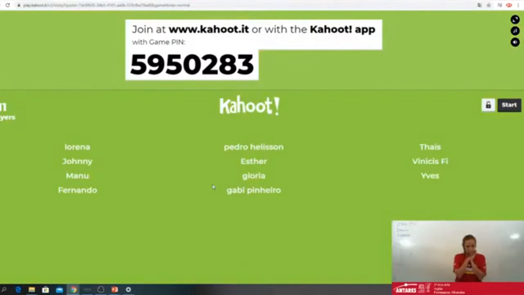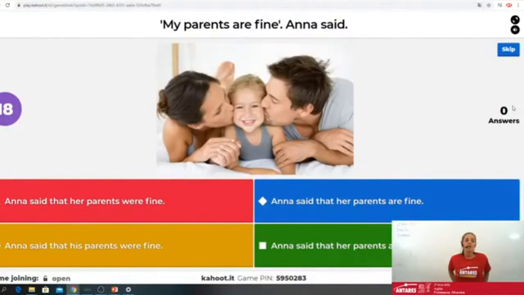Can I start? Yes? I'm going to start. Okay, guys? Let's start. So it's reported speech. Come on. "My parents are fine," Anna said. What's the correct form of the reported speech for this sentence?